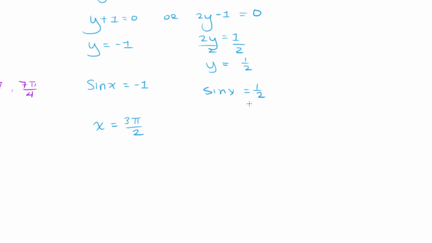Now, what angle on the unit circle will produce sine to be 1/2? Well, we have two of them. We have pi over 6 and 5 pi over 6. And those are your answers.